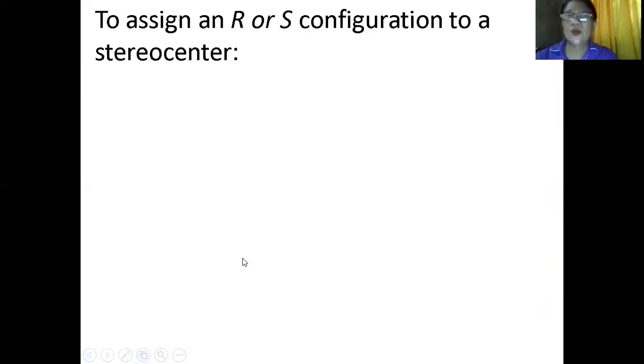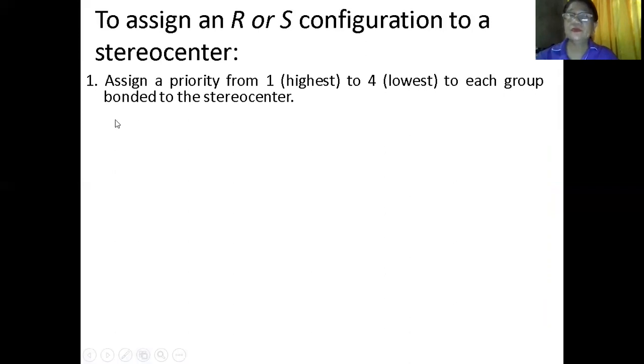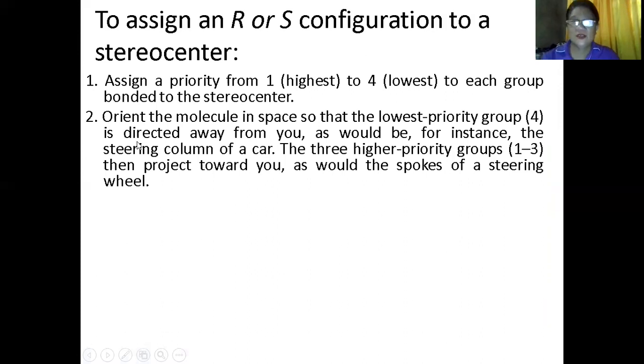Okay. So to assign the R or S configuration of the stereocenter, we are going to assign the priority from 1 highest, 4 lowest, to each group bonded to the stereocenter. Why 1 to 4? Because there are four bonds on the carbon. So the highest priority starts with 1, followed by 2, 3, and the lowest is 4. Orient the molecule in space so that the lowest priority group 4 is directed away from you.